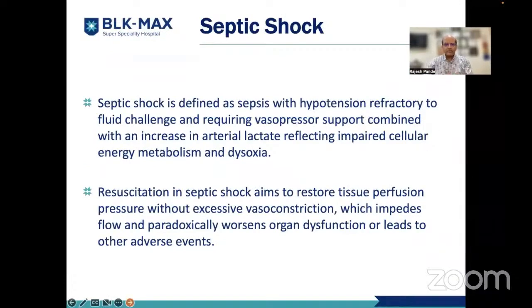So if we look at septic shock, it is defined as sepsis with hypotension which is refractory to fluid challenge and requires vasopressor. There's an increase in arterial lactate reflecting impaired cellular energy metabolism and dysoxia. So lactate more than or equal to 2, along with a refractory hypotension, which is, you have done fluid resuscitation but the patient is still in shock and requires vasopressor support, is classified as septic shock.